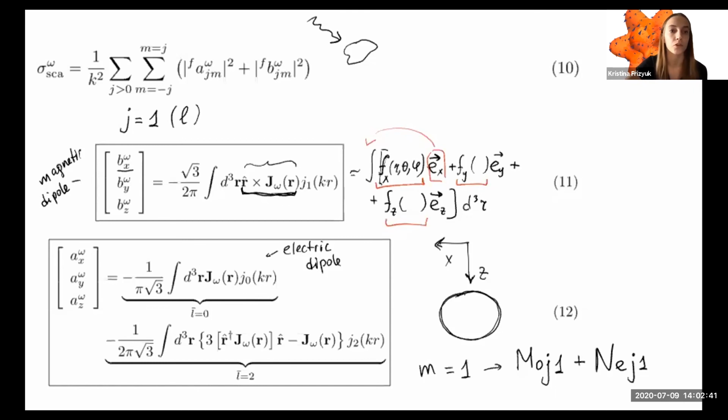So what is the anapole wavelength for the case of a magnetic dipole? And the nanoparticle radius is 100 nanometers.